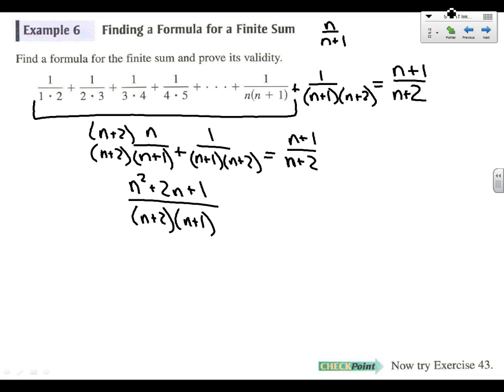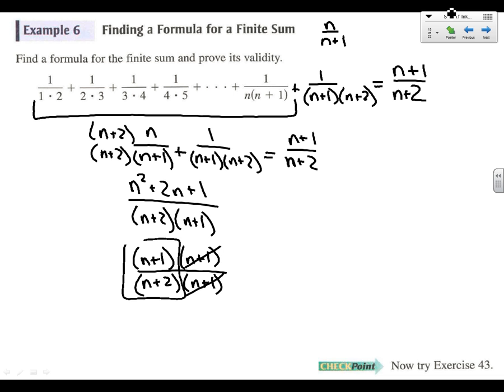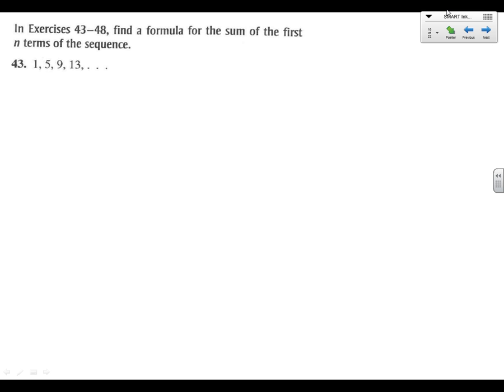The numerator can factor. That's going to be a perfect square, actually. That's n plus 1 times n plus 1 all over n plus 2 times n plus 1. And I think you're going to see what happens here. Cancel them. n plus 1 over n plus 2 is equal to n plus 1 over n plus 2. So we have proved that this is correct. Last one you're going to have to do like this.